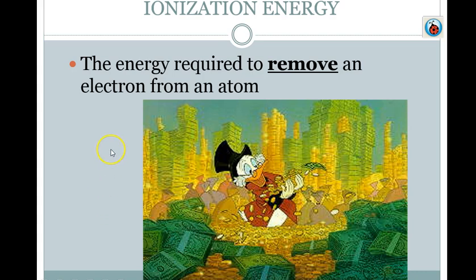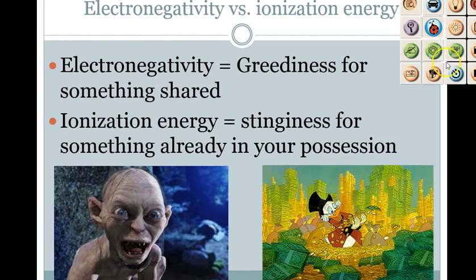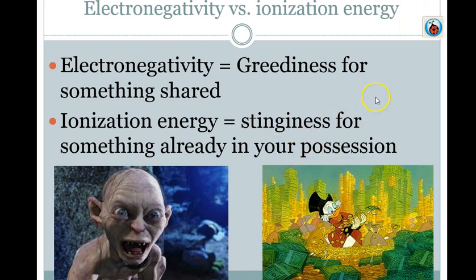The next, ionization energy. The energy required to remove an electron from an atom. Okay, let's continue. Electronegativity equals greediness. Greediness is greediness for something shared. Ionization is the stinginess. How tightly these things are holding onto their electron. So how much energy do you need to remove it?